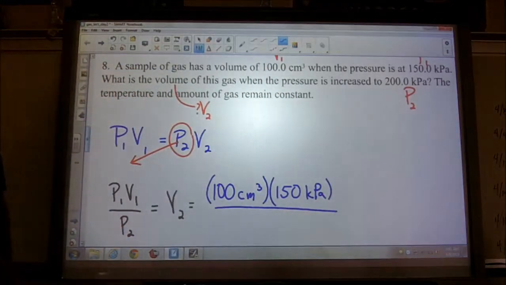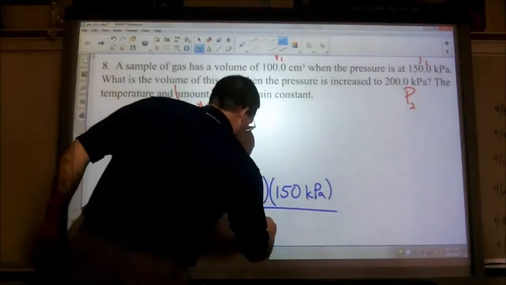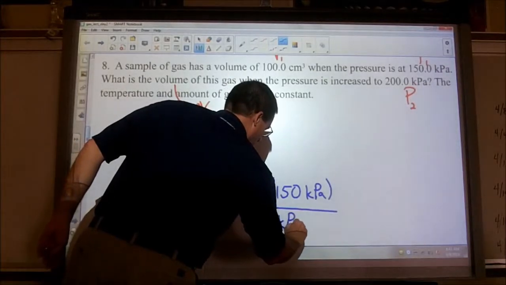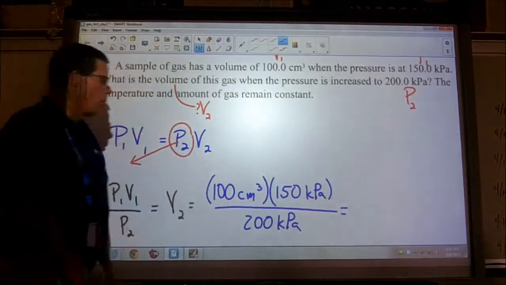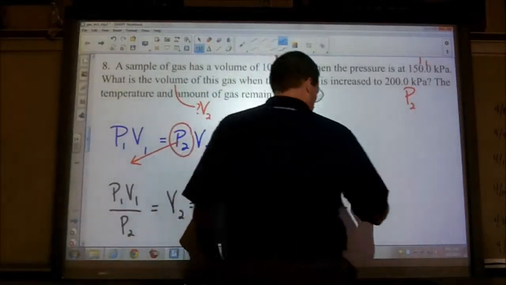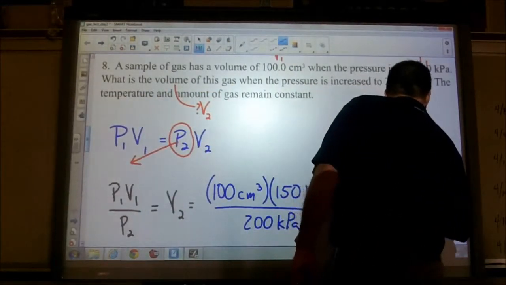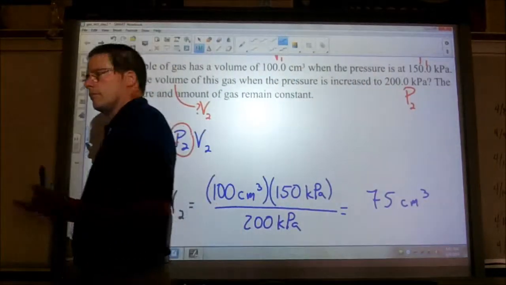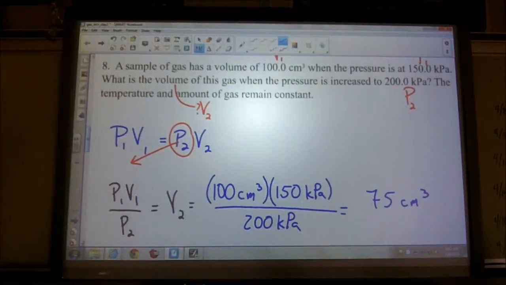And our final pressure is 200 kilopascals. What will the unit be for this? Centimeters cubed. And the number will be 75. So again, make sure that you rearrange the variables before you throw any numbers in there. We don't want to cross multiply. Okay.